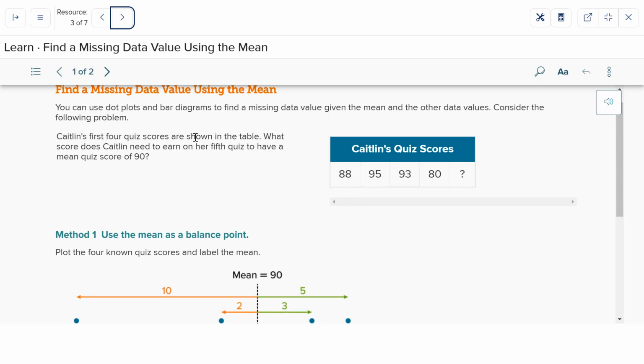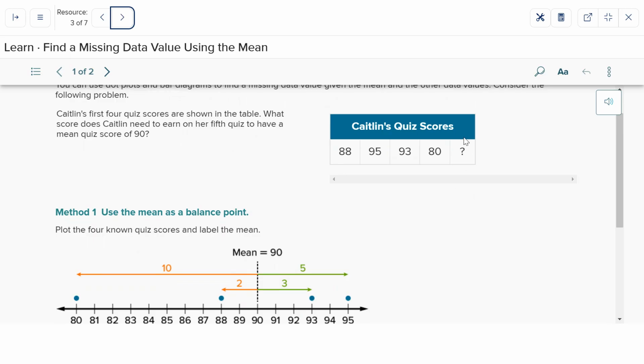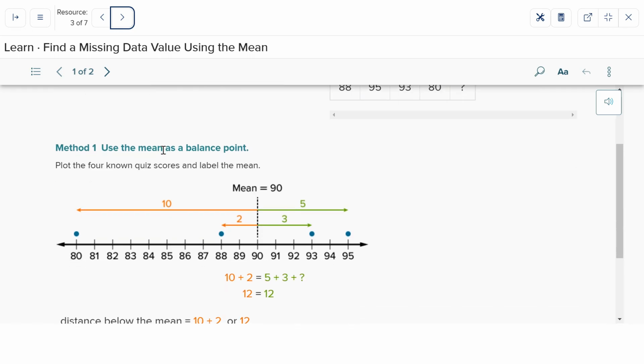Caitlin's first 4 quiz scores are shown in the table. She's got 88, 95, 93, and 80. What score does Caitlin need to earn on her 5th quiz to have a mean quiz score of 90? So we're trying to figure out this last quiz if she wants to get a 90 average. So we can use this dot plot idea to find that balance point.